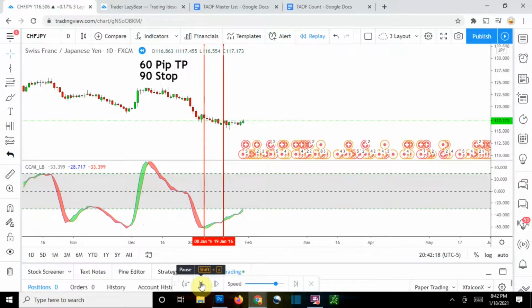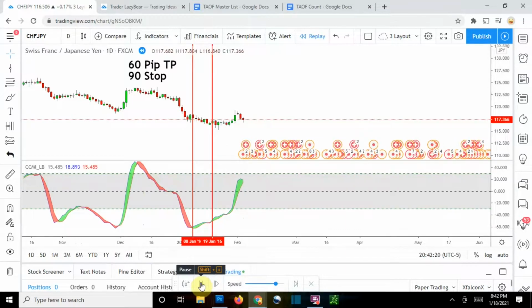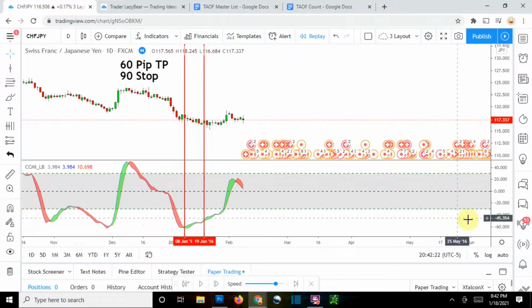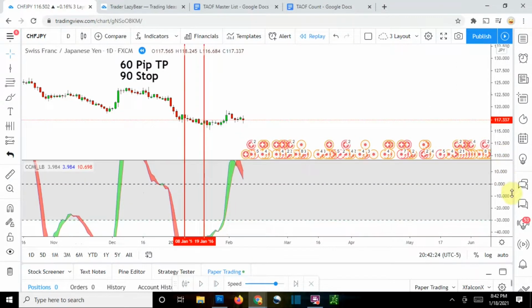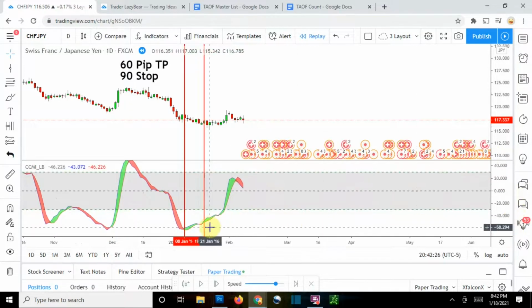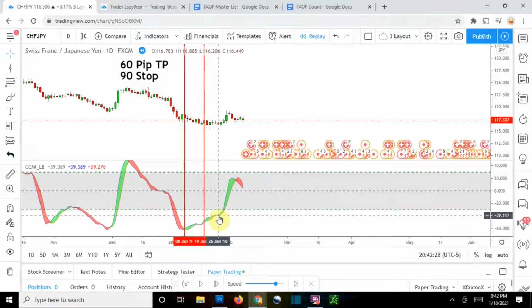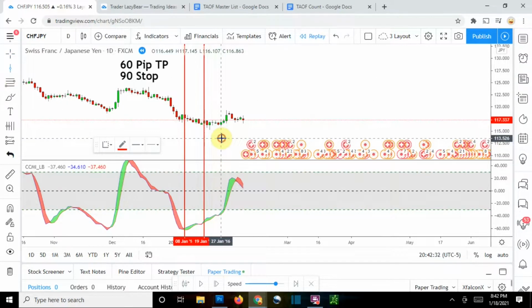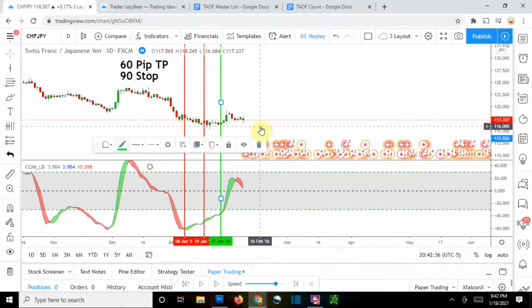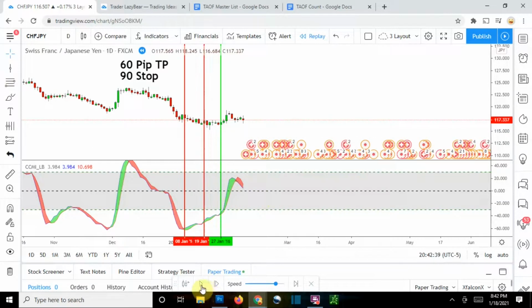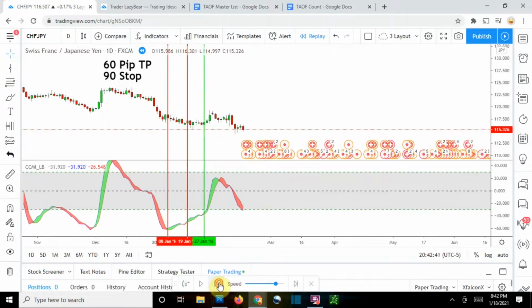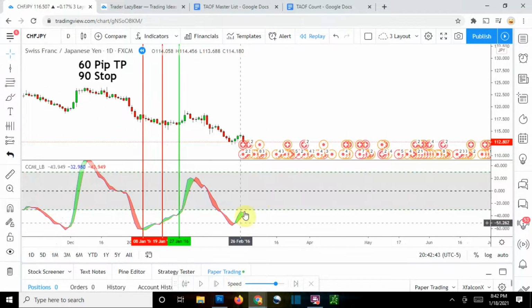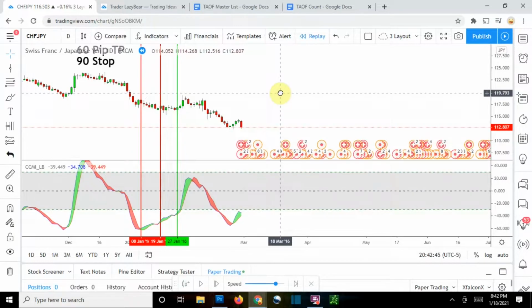Let's continue to play this forward. I know it's hard to see again, but we did switch from red, maybe one candle right here, and then we switched to green right about on that one. And in this case, it did actually get us to take profit. So good to go.